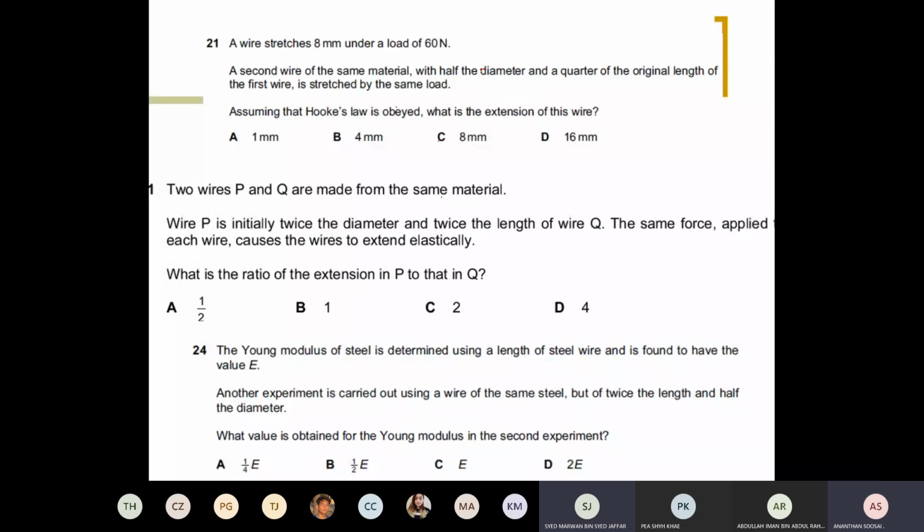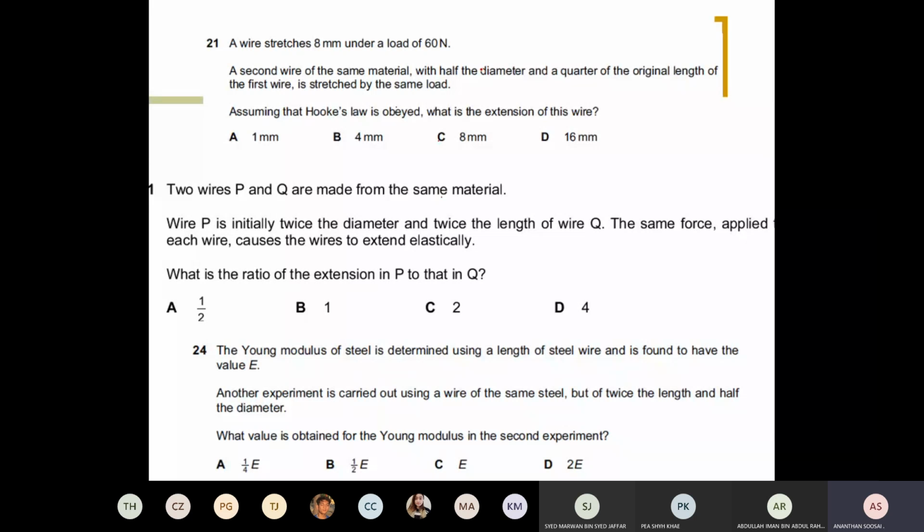Both of them are made of the same material. Both of them are steel. So if they are made of the same material, the Young modulus has to be the same. Dimension never affects Young modulus. So this question is a little tricky. No working, because they said both are made of the same steel. So the Young modulus has to be the same, E.